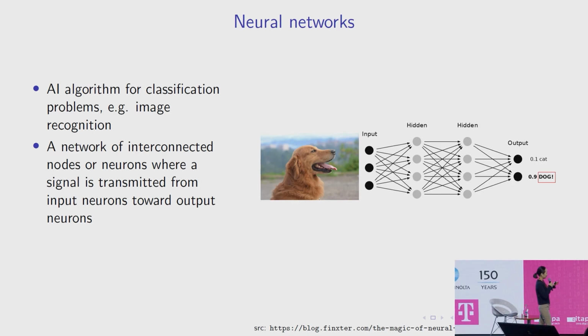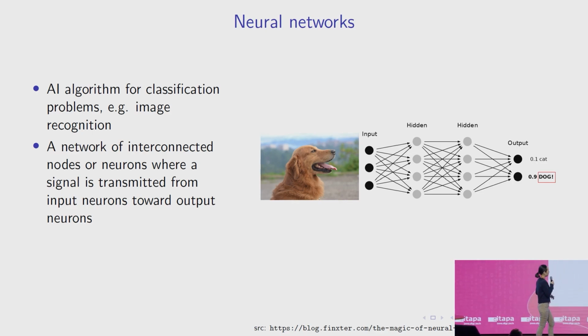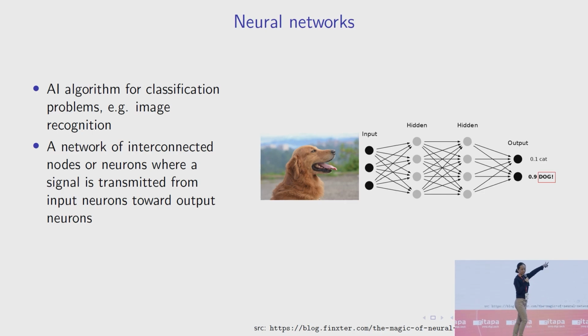For example, in this picture, we have a neural network that consists of one input layer, one output layer, and two hidden layers. It is supposedly designed to distinguish between pictures of cats and dogs. In this example, we have a picture of a dog, and the output of the network says that the network has 90% confidence the picture is a dog, and 10% confidence that the picture is a cat.